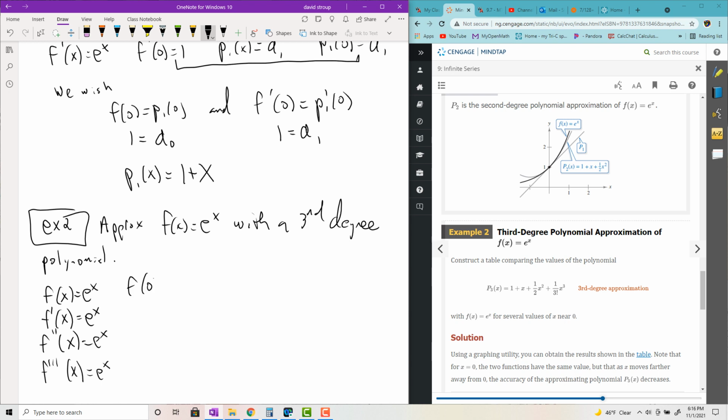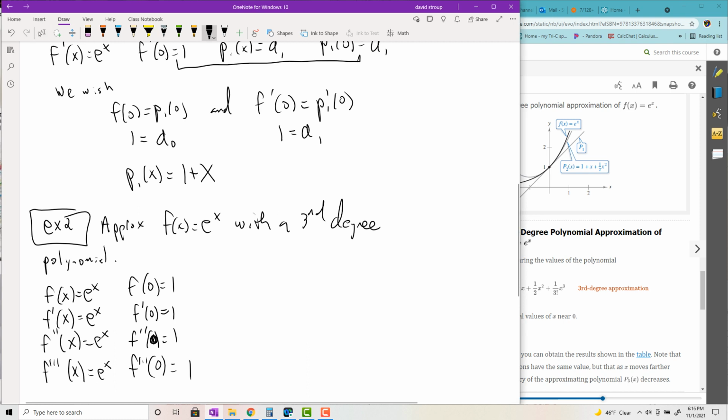And then evaluate all of these at the center. Of course, this example is pretty simple because everything is just equal to 1 here. You plug in 0 for x. E to the 0, of course, is just 1. Then we need to do the same thing for a third degree polynomial, and in this case, p sub 3 of x. You're going to go a sub 0 plus a sub 1x plus a sub 2x squared plus a sub 3x cubed. Okay, and then take its derivatives. So you would get a sub 1 plus 2 a sub 2x plus 3 a sub 3x squared.